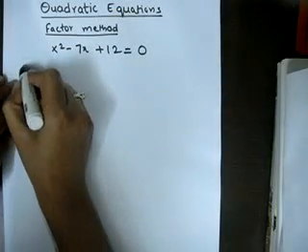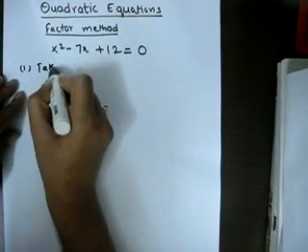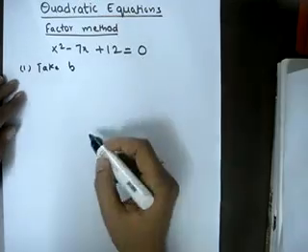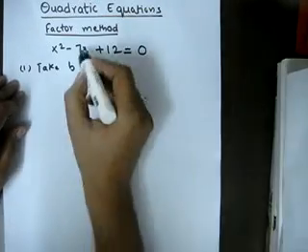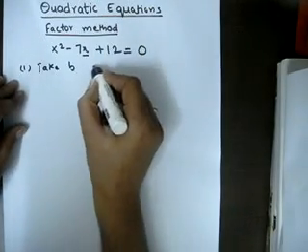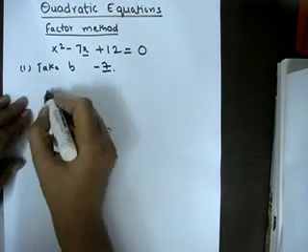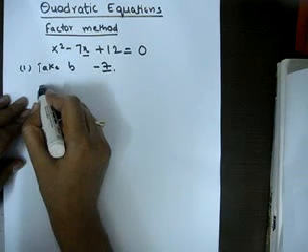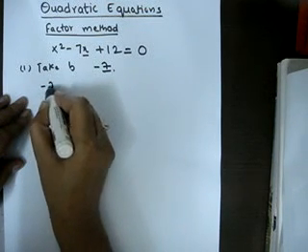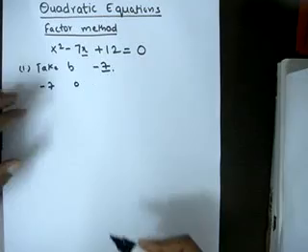Step would be take b, which is nothing but the coefficient of x, which in this case is -7. Now the second step would be just to break -7 into the sum of its parts.